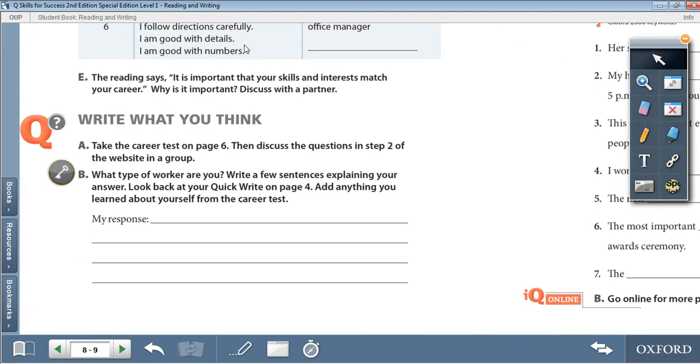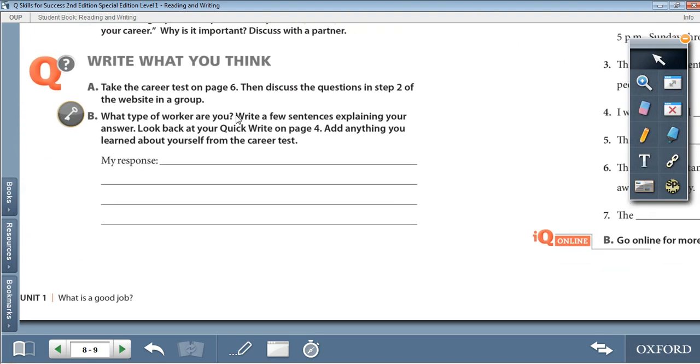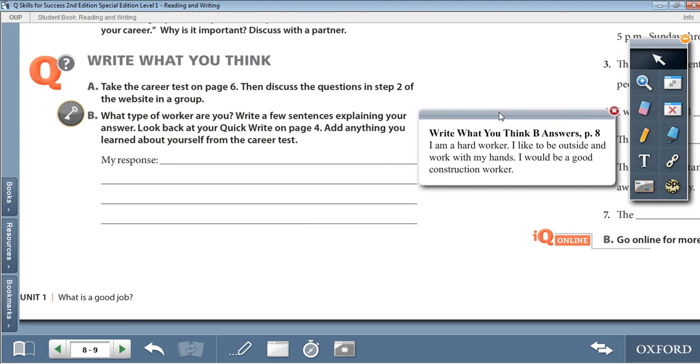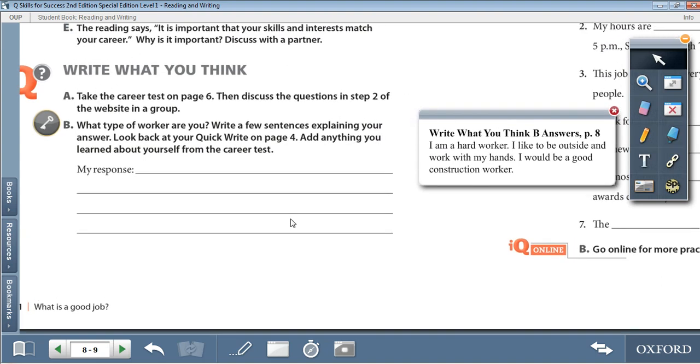Moving on to write what you think section. Now in this exercise, every student must write what he thinks, so answers may vary. First of all, you need to take the career test on page 6, then discuss the questions in step 2 of the website in a group. What type of worker are you? Write a few sentences explaining your answer. Look back at your quick write on page 4. Add anything you learned about yourself from the career test.